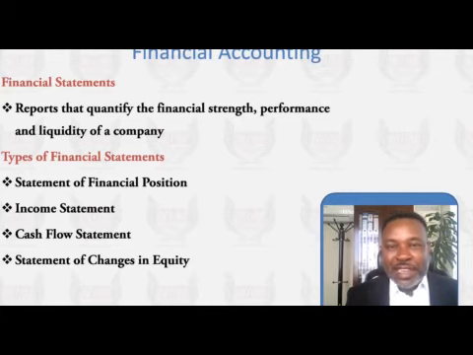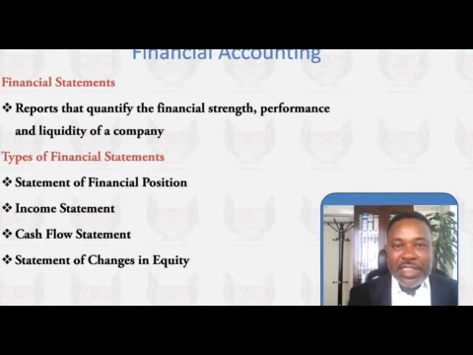The basic types of financial statements are: one, the statement of financial position, or balance sheet, as it is traditionally called. The balance sheet. So this is a statement showing the assets, liabilities, and equity of a business at a point in time. At a point in time. As at 31st December 2019. That is a point in time.